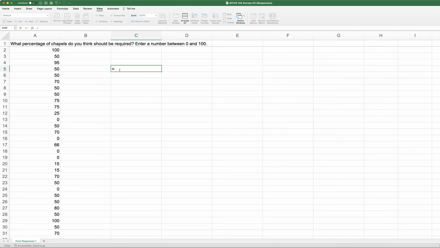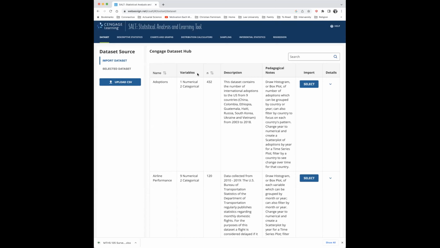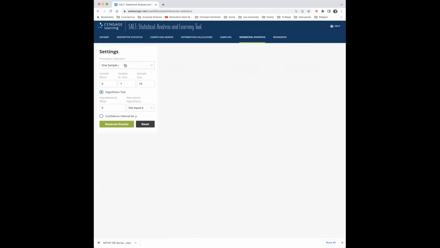So we type equals COUNTIF, and we highlight the range we want to count. And the criterion we want to use is less than 70. So we only want to know the students who want fewer chapels than we currently have, and we see that there are 20.